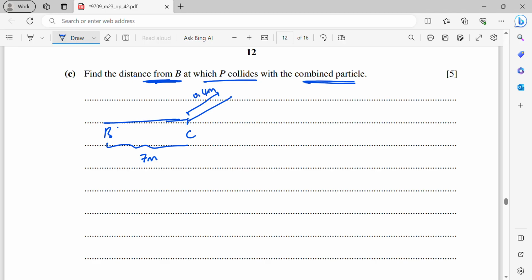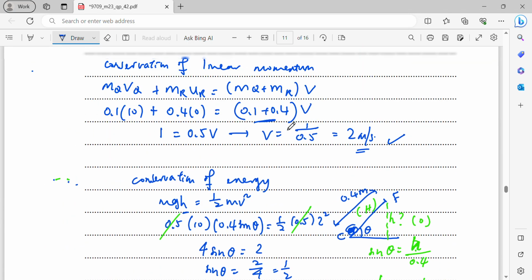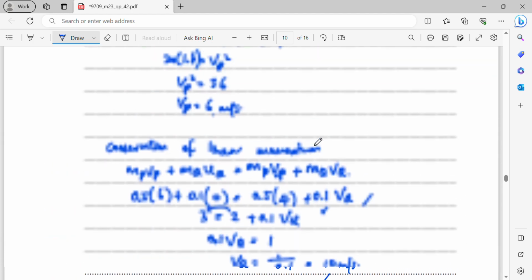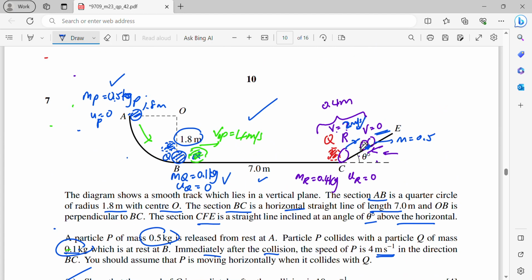Okay, so now I need to find the B, because from here we know that the two particles combine together. Combined, they will go down. When both of them go down, it's here. Don't forget the P. The P all the while is moving to the right side. So P moves to the right side, and the Q also moves to the right side.